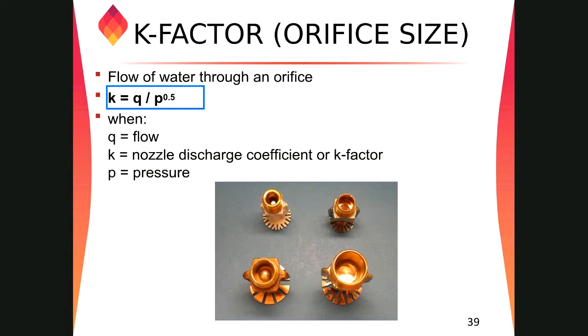The big one you can see will give us more water quantity compared to this small one, right? So if this is a K 5.6, the big one must be around K22 or K26. The higher the K factor, the higher the flow from the sprinkler.